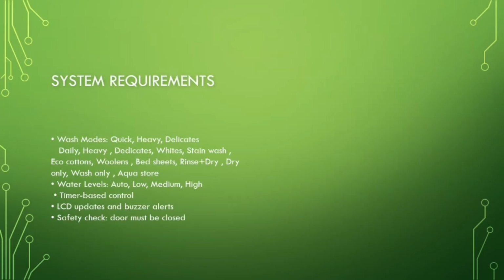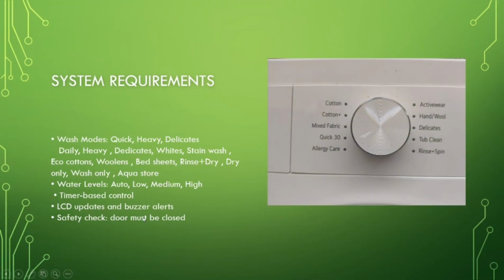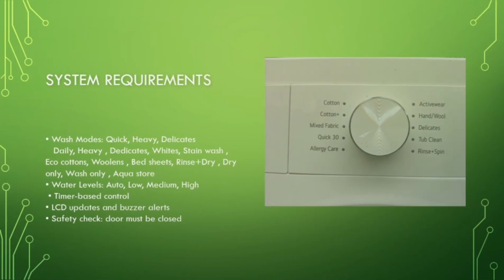There are several wash modes here. There are 12 wash modes and water levels. There are 5 water levels, and it is timer-based control, with LCD, buzzer and fan alerts. Safety check: the door must be closed. It also has a safety check.